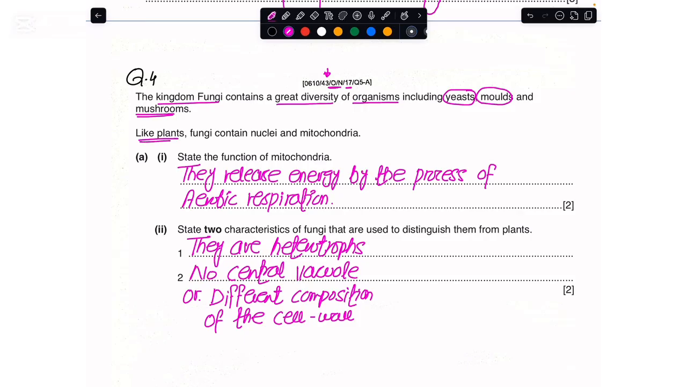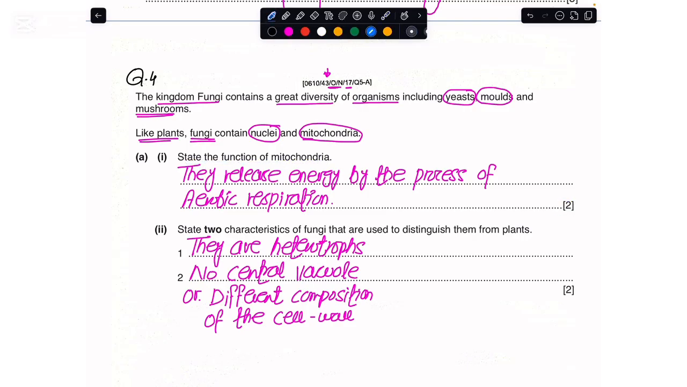They say that like plants, the fungi also have nuclei and mitochondria in them. We know very well that plants have the nucleus and the mitochondria, so the same are there in the fungi. They are asking, for 2 marks, that you state the function of mitochondria.